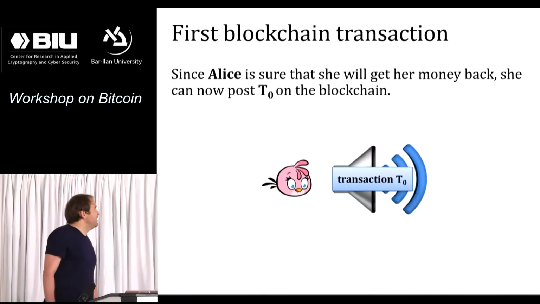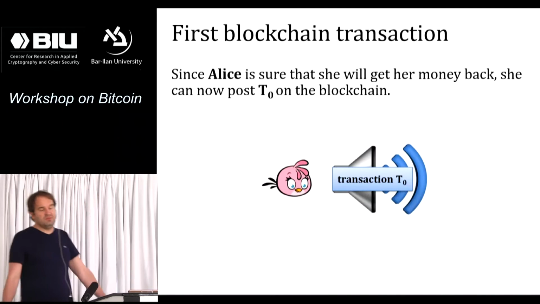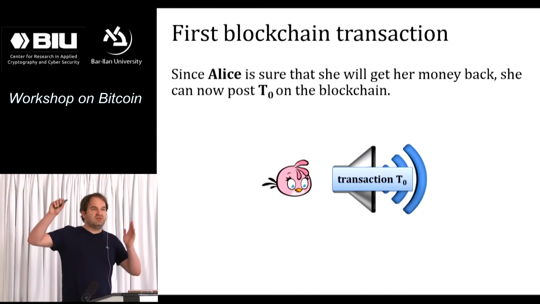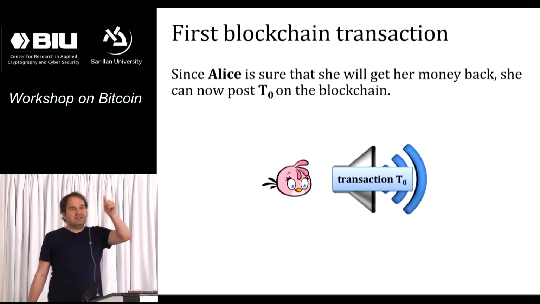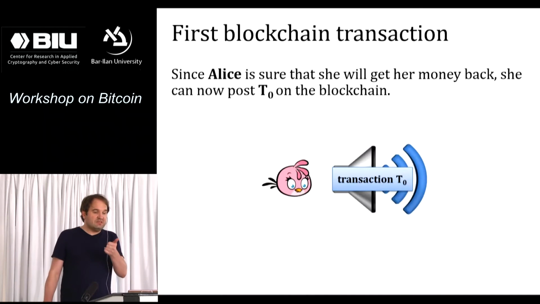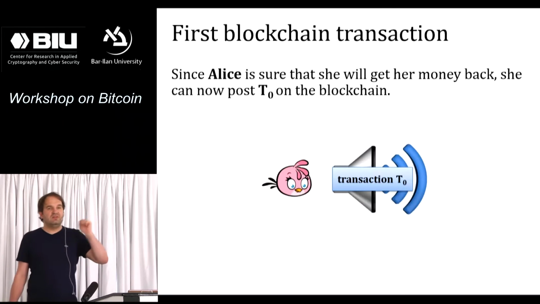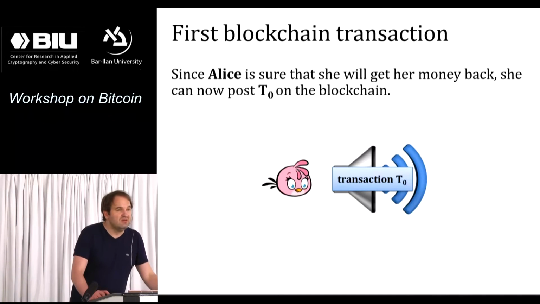Okay, so this is the first blockchain transaction. Alice sends T0 on the blockchain. This is this founding transaction. It can be spent only by the signature of Alice and Bob, but Alice has a transaction signed by Bob that allows her to get this money back in 30 days. The worst thing that can happen to her is that she will have her money blocked.